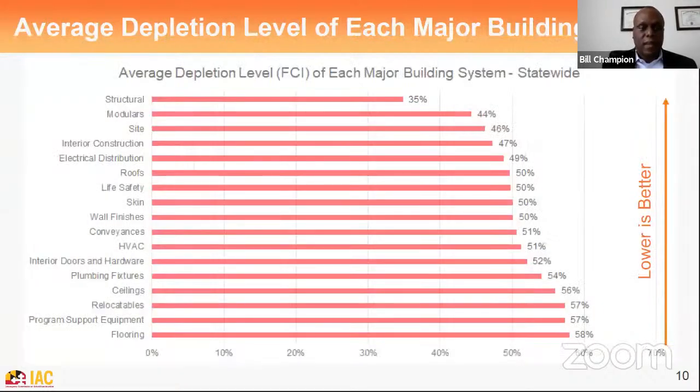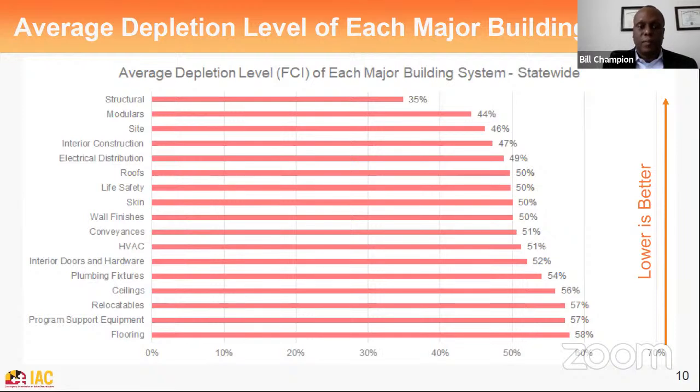Next slide, please. Now we're going to drill down to the building system level. This slide shows the statewide average FCI or depletion level for each of the major building systems. In the materials provided, you'll find this data for each LEA represented on bar charts. These depleted lifespan figures are observed, not calculated.